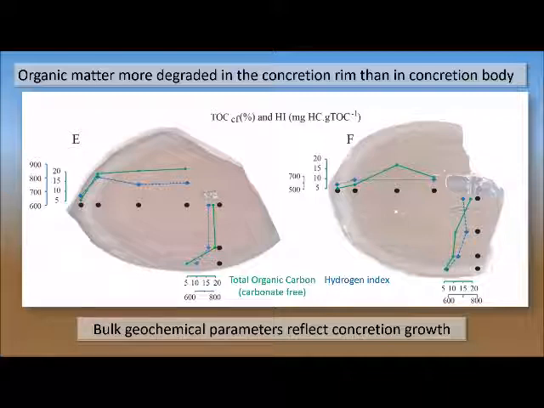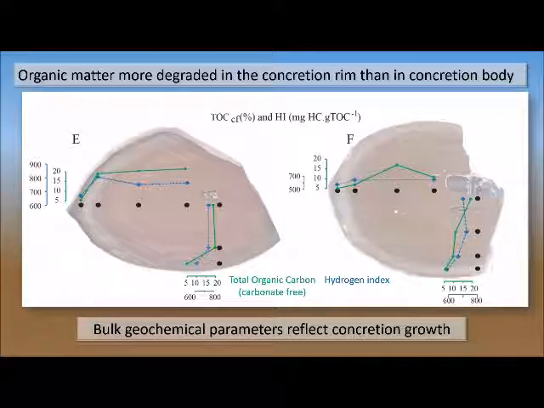So what do we see here? Well, there is a drop. It's quite constant and quite high in the concretion, but there is a drop in the rim. And here it's a bit more progressive, but also. So what does it mean? It means that the organic matter in the rim is not as well preserved as it is in the body.